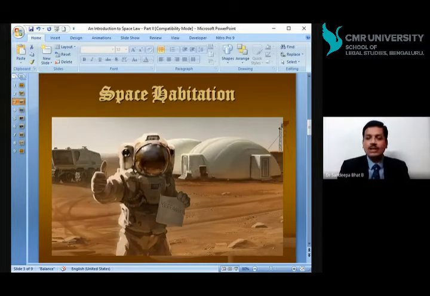Or is there any other way in which any law can be made applicable for the purpose of regulating the day-to-day activities or the interrelationship between the celestial inhabitants? It is a debatable issue regarding space habitation. So therefore, space habitation has to be well thought of before implementing this plan.